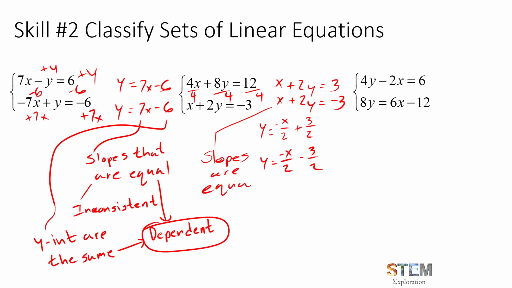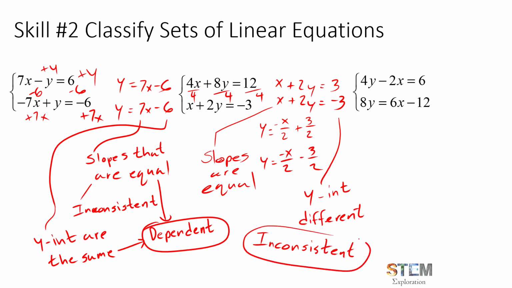But the y-intercepts are different. And so just like our previous example, we wouldn't circle dependent. We would actually identify this as an inconsistent system. And that's something you can derive out really quickly.